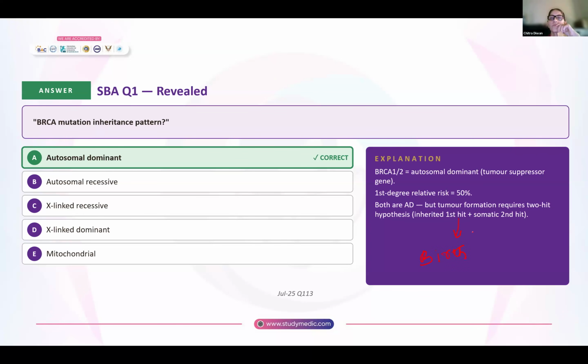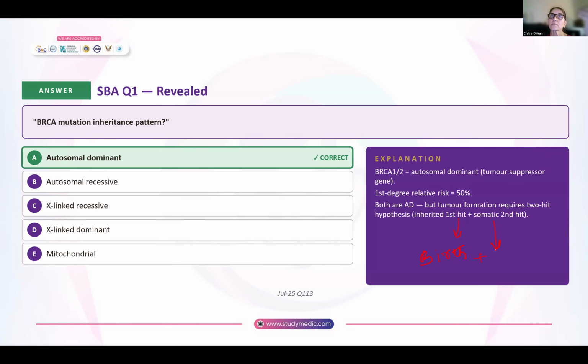And because the first hit is already there, the second hit happens very early in life. That is why with BRCA, Lynch, Peutz-Jeghers, whatever cancer syndrome, the first hit is already inherited and the second hit occurs early. So in cancer syndromes, all the cancers that are seen appear early on in life.